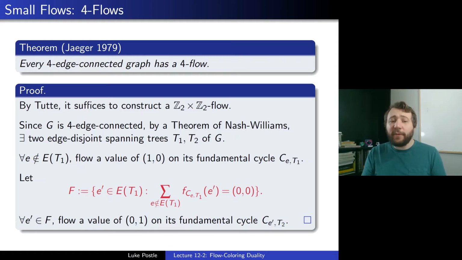So how does this work? Well, for every e prime in F, we'll flow a value of (0, 1), that's 1 in the other coordinate, on its fundamental cycle C_{e',T2}. So we do that, that will end up ensuring that it indeed has a non-zero value in the second coordinate, and then we'll be fine because everything in T2 already was given a 1 in its first coordinate. So you won't end up with 0 anywhere, and this will indeed be a flow. So that's the proof that every 4-edge connected graph has a 4 flow by Jaeger from 79.